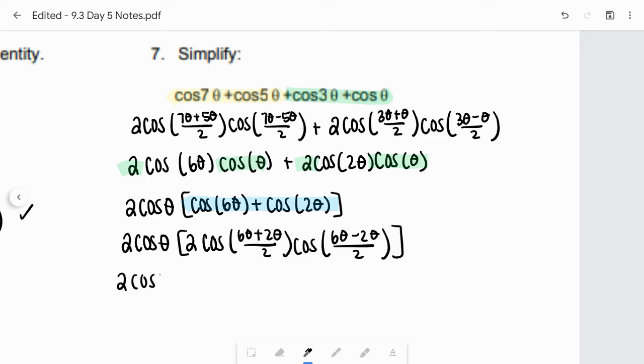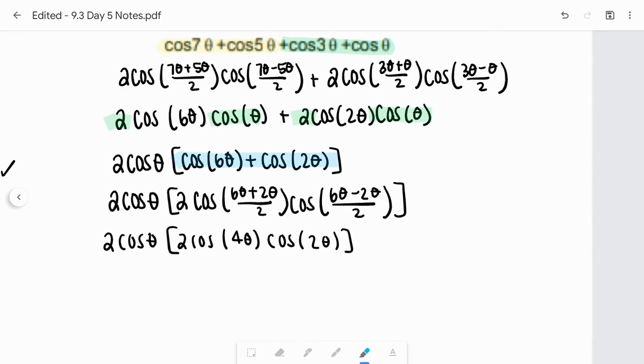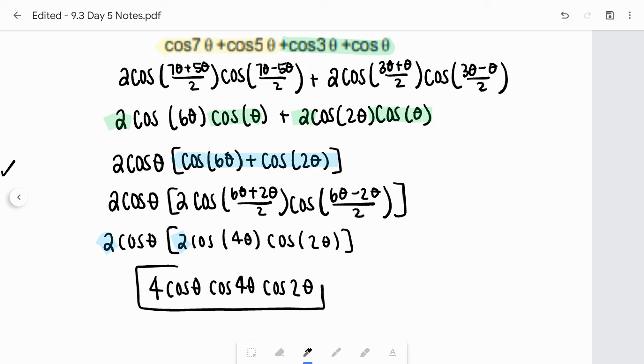Simplify. 2 cosine theta, 2 cosine 4 theta times cosine 2 theta. So if I just simplify this, I can multiply the 2's together, and I would end up with 4 cosine theta, cosine 4 theta, and cosine 2 theta. And that would be our final answer.